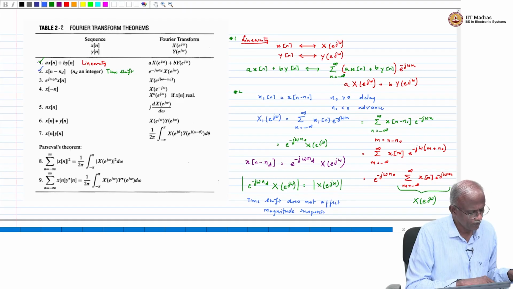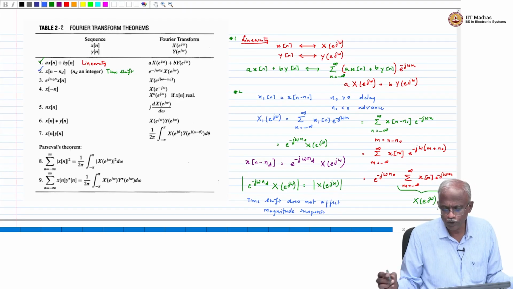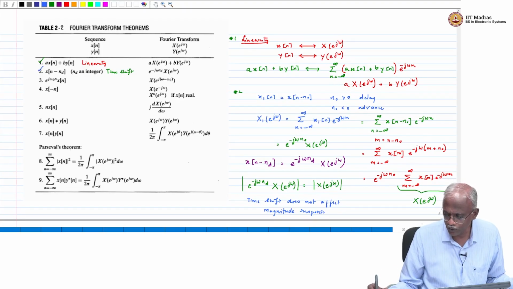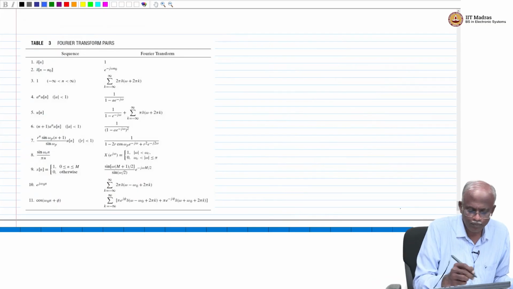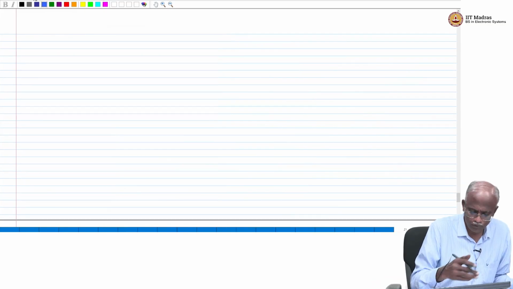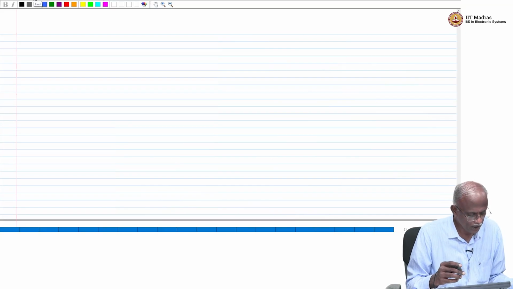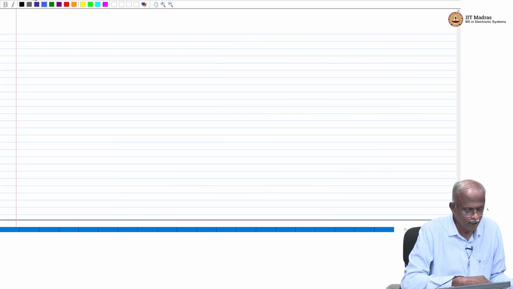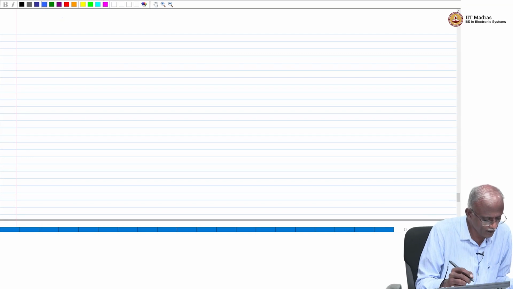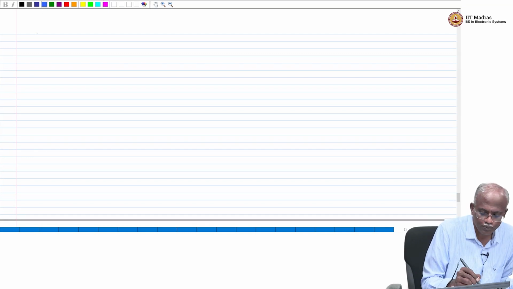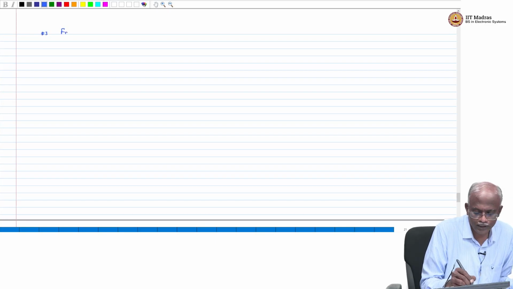Okay, a third one. Now, of course, just like you can do a time shift, you can also do a frequency shift. You can refer back to the previous page or refer to table number 2 in the book. Let's just look at the other properties. So, this is property number 3 or theorem number 3, which is called frequency shifting.